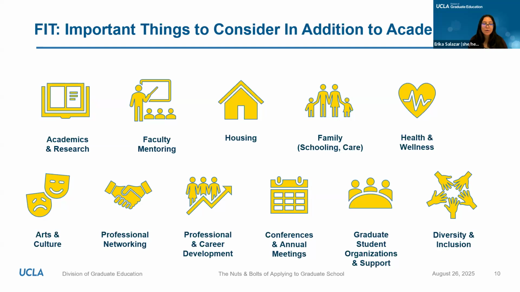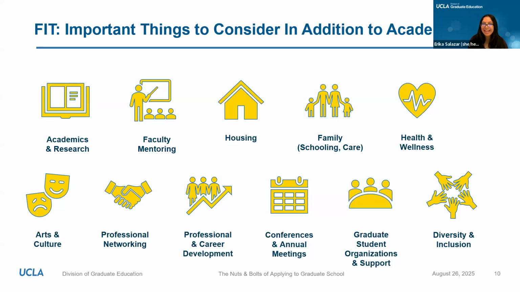And of course, you want to think about graduate student organizations and support. What does that look like at that institution? What kind of affinity groups do they have? If they don't have an affinity group for you or that you're looking for, do they have the opportunity for you to create your own org at that institution? And of course, you want to think about diversity and inclusion initiatives on that campus.